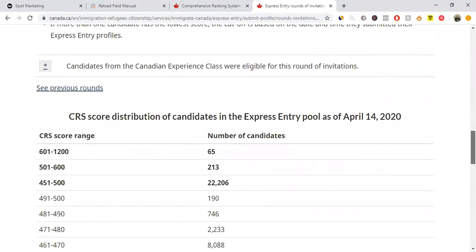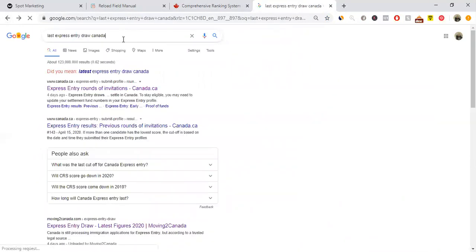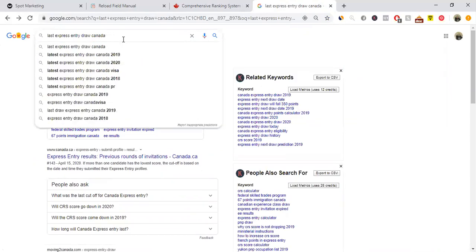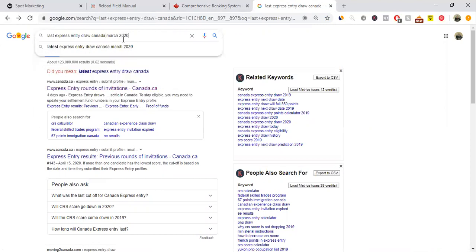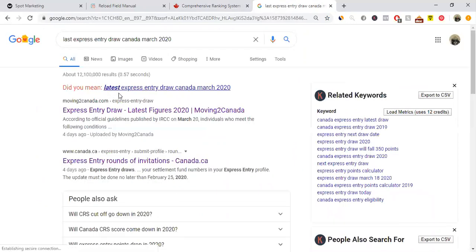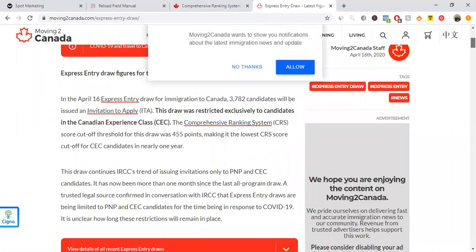I'm trying to check the score. Okay, no. Last express entry draw, Canada, 20 April. I think the last one was in March. Okay, latest figure, let's check here. All right, so you can see here the lowest score was 455. Wow, this is actually the lowest.